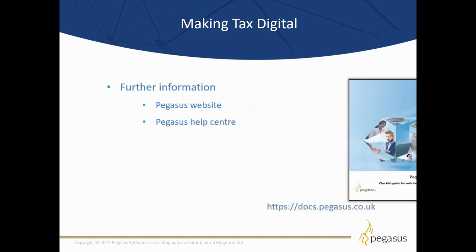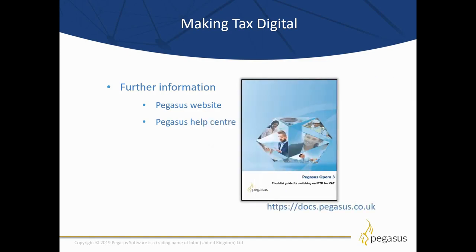On the Pegasus Help Center, there are a number of documents designed to help you. We've created an MTD for VAT checklist guide. This guide will take you through the whole of the process of setting up your system to operate under MTD VAT. What are the prerequisites? Then it will take you through the options to activate your account for MTD on the HMRC website, authorization to allow Opera 3 to communicate with that account, and next, the sequence you'll need to go through to set up Opera 3 to be MTD enabled. And finally, submitting that VAT return through to HMRC. So a complete guide to implementing MTD in Opera 3.